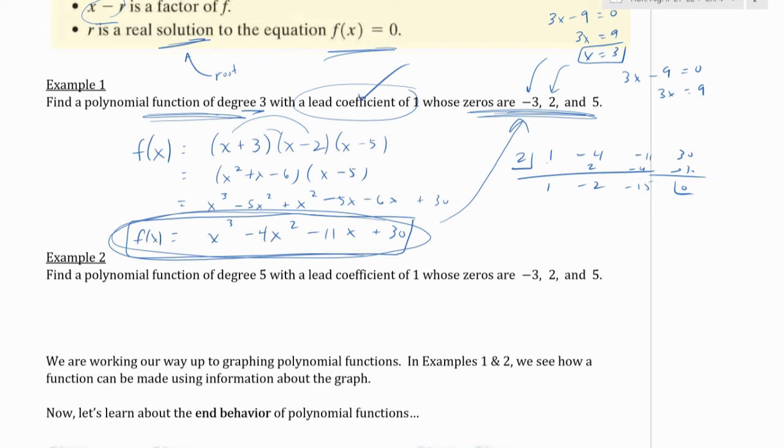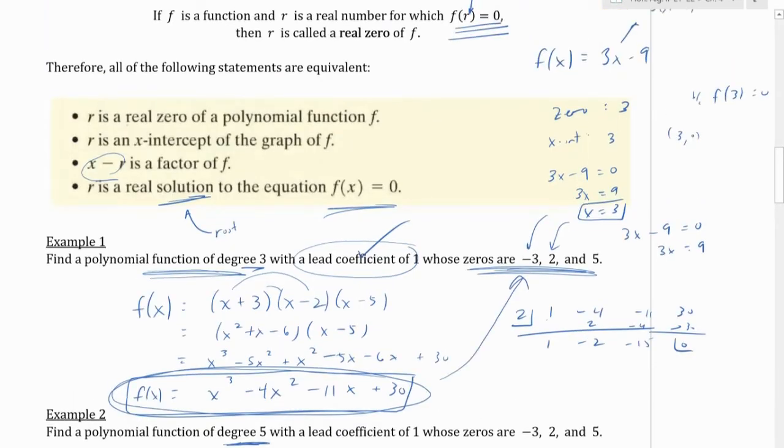All right, now this one's kind of tricky. It says, find a polynomial function of degree 5 with a lead coefficient of 1 whose roots are these? Or whose zeros are those? Well, this all still has to be true. But if you multiply that out, you're only going to have x cubed. That's a degree 3. How in the world can you throw in another x squared without having a 0?